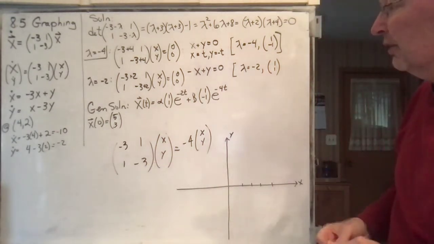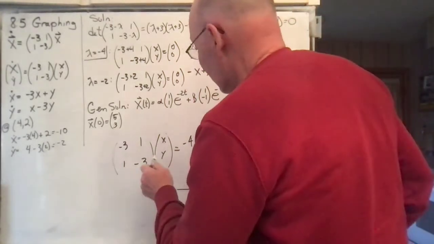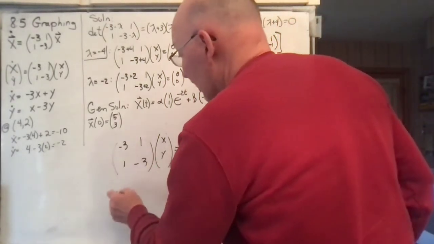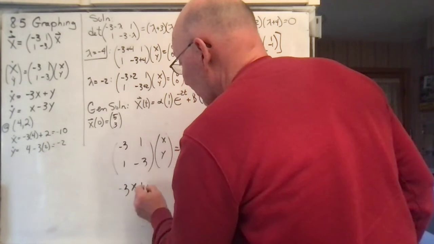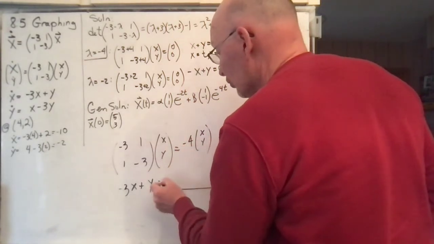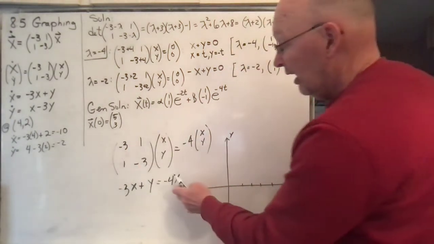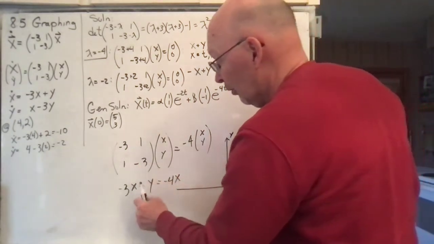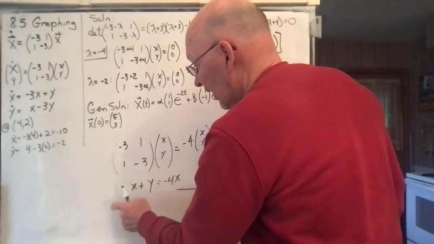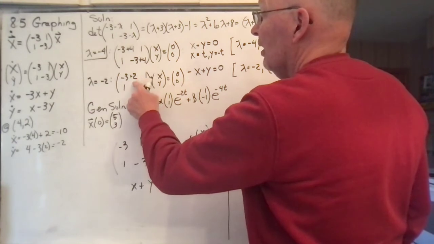And so check it out. This is going to be negative 3x plus y is equal to negative 4x. That's what the top line is going to be. And if you add 4x to both sides, you're going to get x plus y, which is what we ended up with right there. See that?